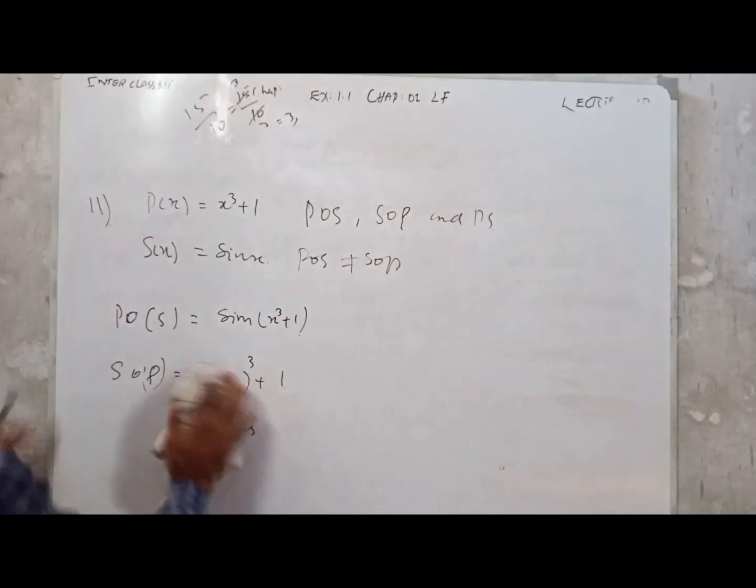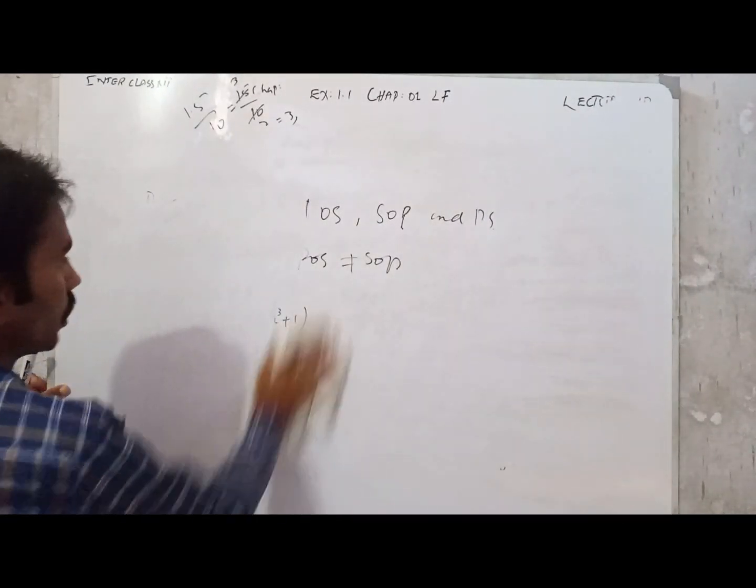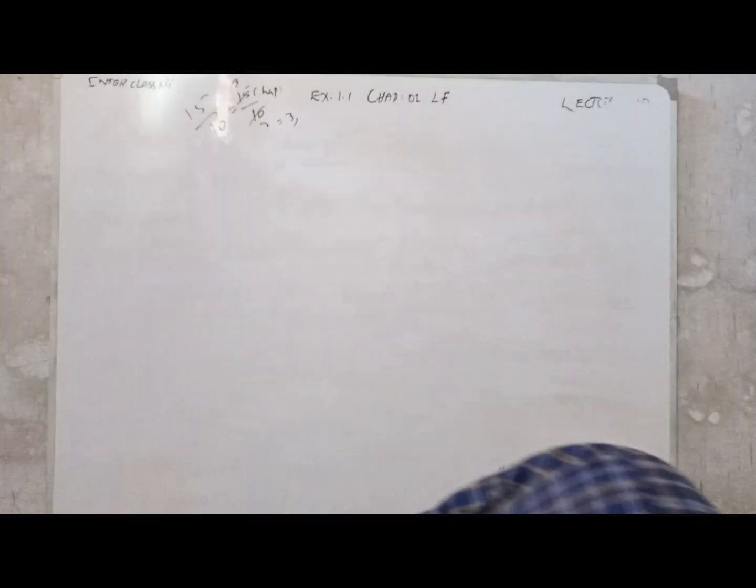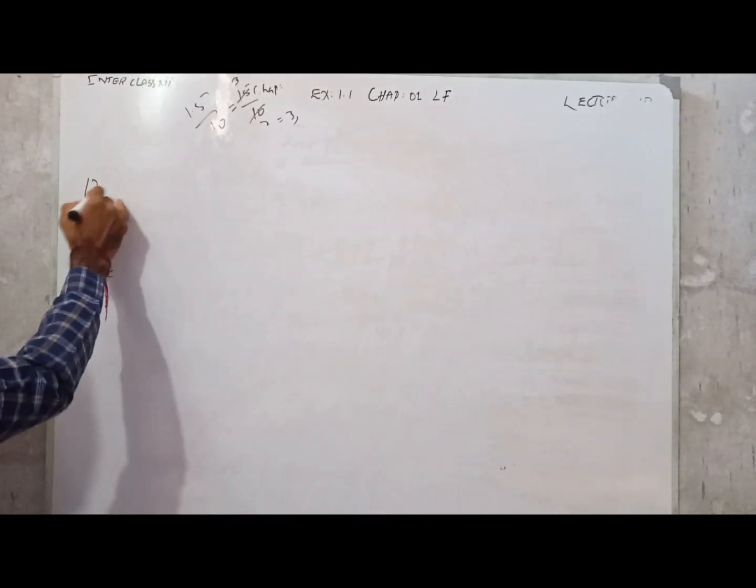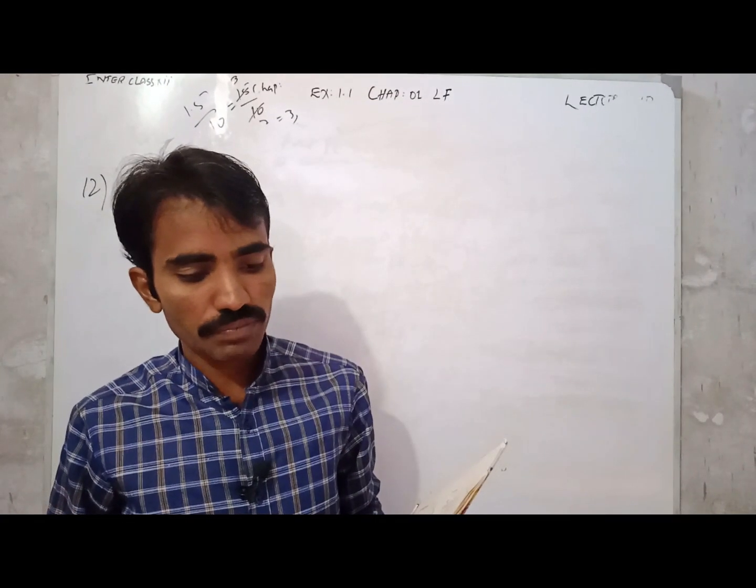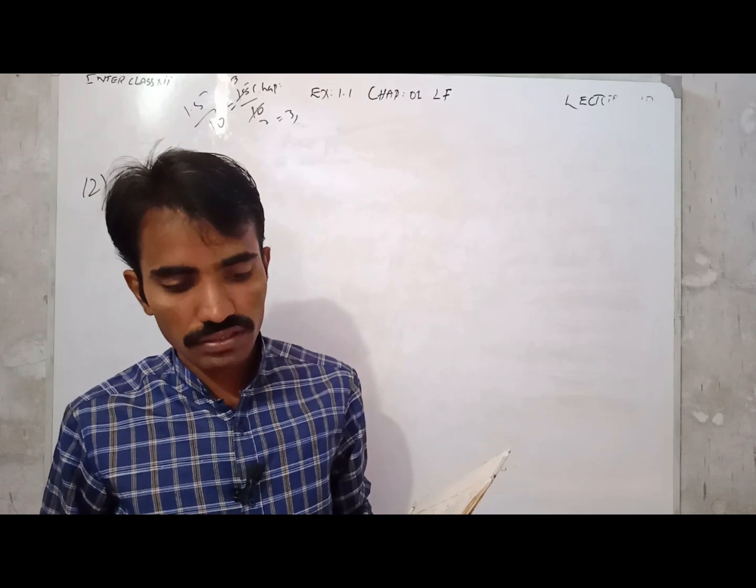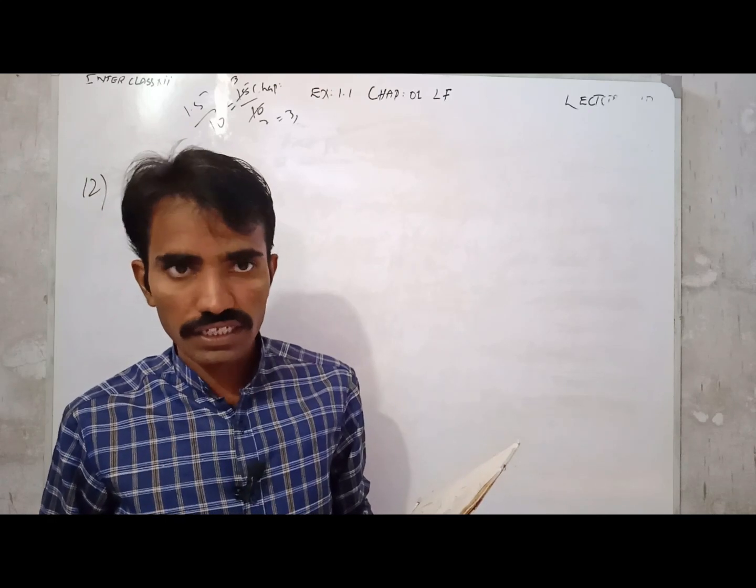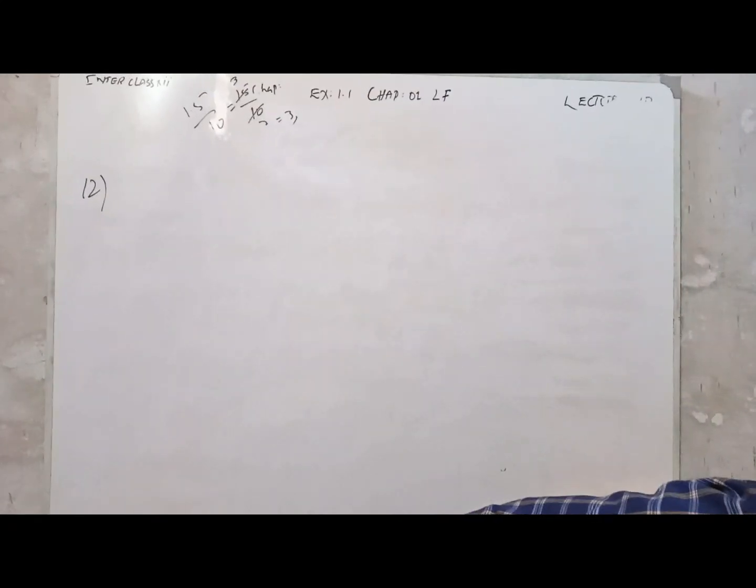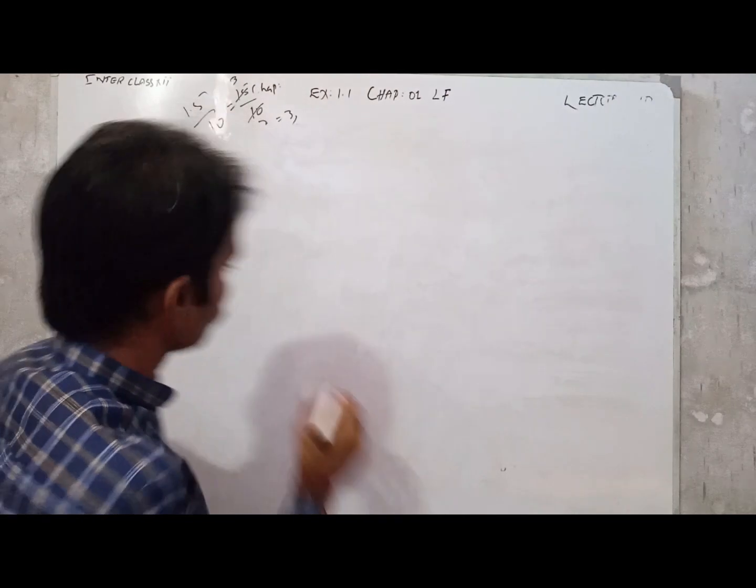So now we will move towards question number 12. In question number 12, we have given odd and even functions. For each of the real valued functions f on R defined below, state whether it is even or odd or neither even nor odd. We have given 6 questions as well.